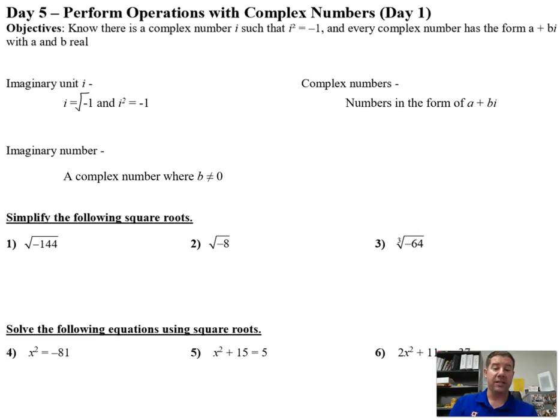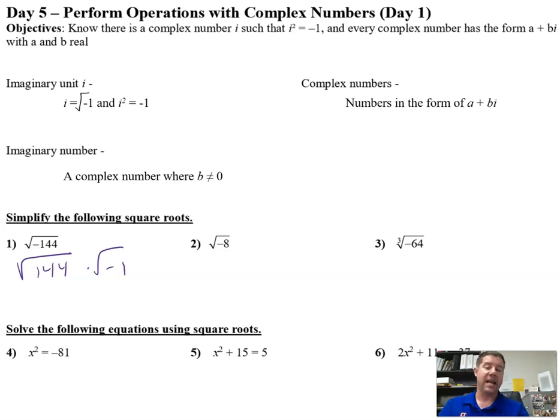Before, if I want to take the square root of -144, like here below, we had issues because we said, hey, we can't take the square root of a negative. Nothing times itself equals a negative number. So what we do now to help us skirt around that issue is we split this up. And we're going to say this is the square root of 144 times the square root of -1.